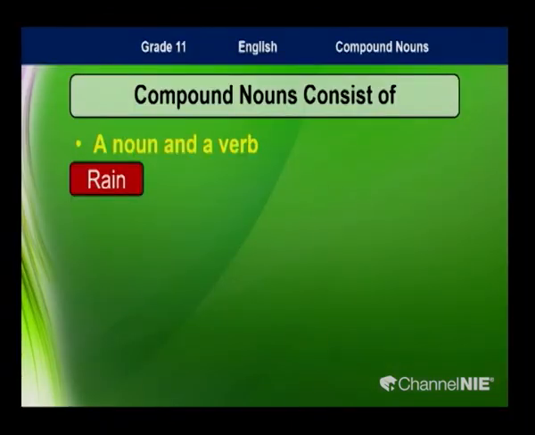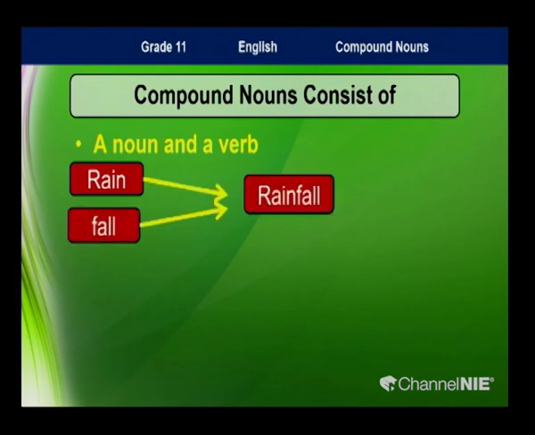Let's have a look at the second slide in order to see how we can generate compound nouns by adding a noun and a verb together. All right. Rain is a noun. Fall is a verb. Rainfall.